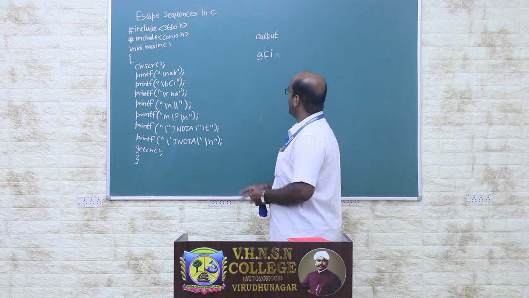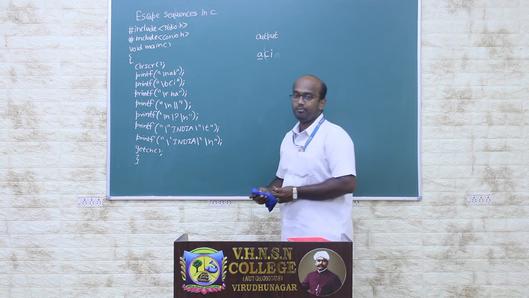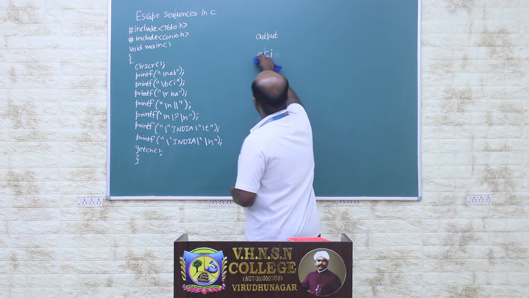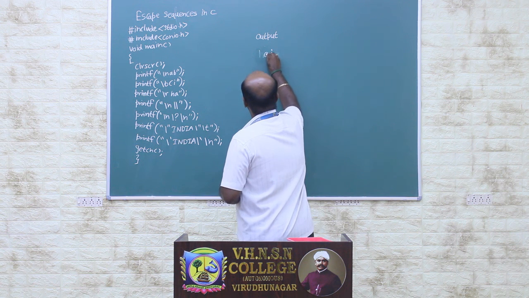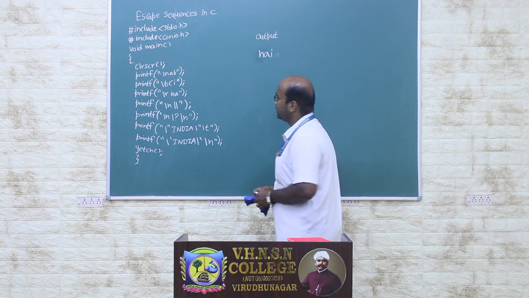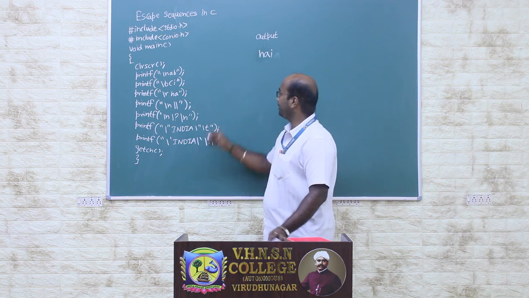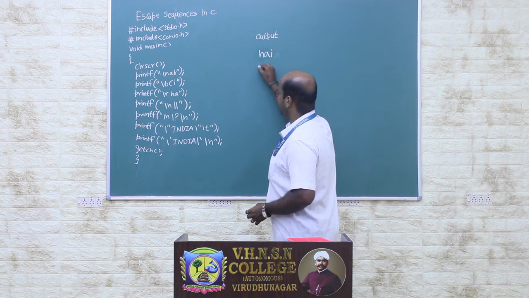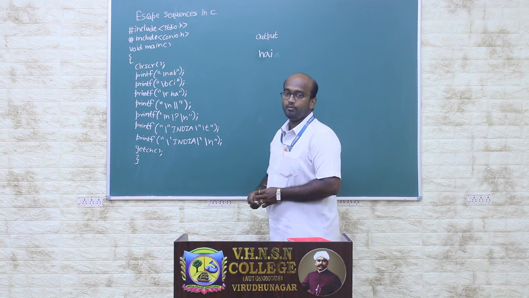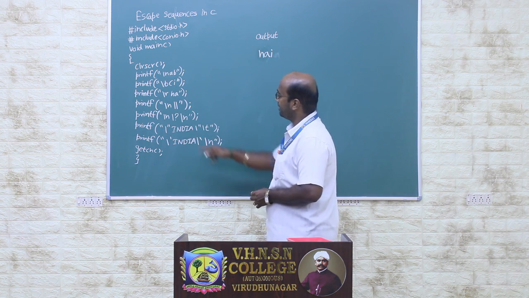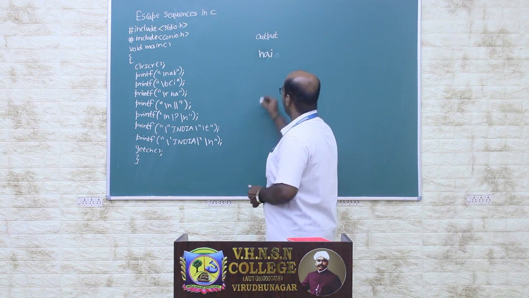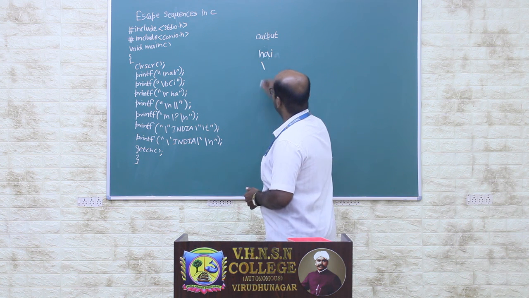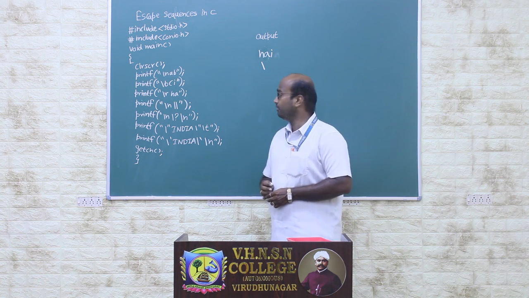So since A and C are there, these are replaced by the characters H and A. So H and A. And after printing, the cursor moves to the next line, since it sees the backslash n here, and here we have given two backslashes. This is used to print a single backslash in the console output screen.